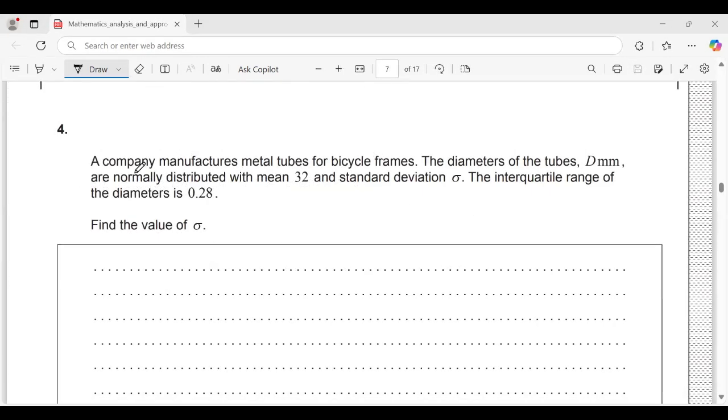Number four, a company manufactures metal tubes for bicycle frames. The diameters of the tubes, d millimeters, are normally distributed with mean 32 and standard deviation sigma. The interquartile range of the diameters is 0.28. Find the value of sigma.